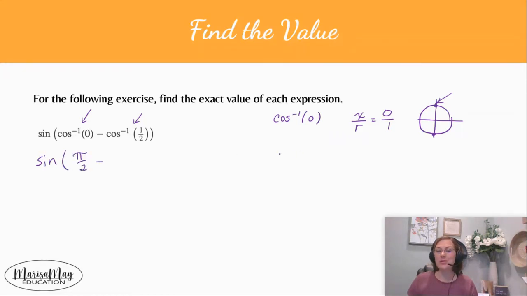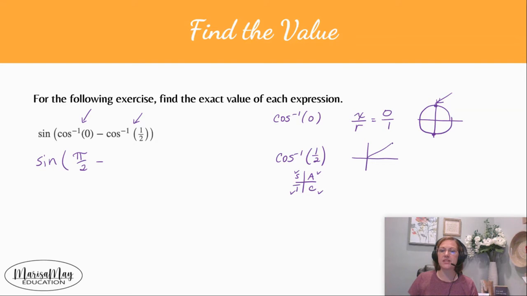Now let's do the inverse cosine of 1/2. I know that cosine is positive in quadrant 1 and quadrant 4. If you'll remember, all students take calculus. All trig functions are positive in 1, sine is positive in 2, tangent's positive in 3, and cosine's positive in 4. So I'm going to draw an angle in quadrant 1.